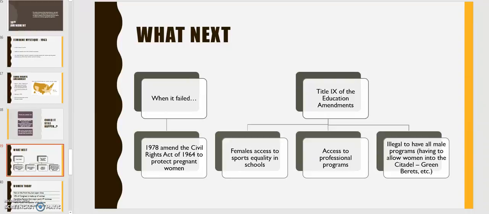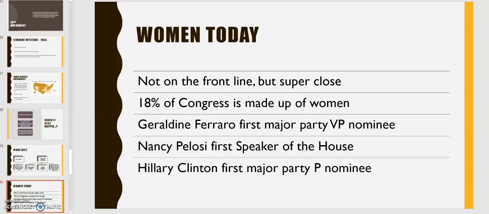So women that want to get into the Green Berets, women that want to get into military training camps, they have to be allowed in as well. You cannot just have male programs anymore. Today, women are currently not on the front line, but super close to the front line in Afghanistan and Iraq. Women have historically been kept back a little bit farther. In today's wars, we have put women as close as we can without saying they're on the front line.